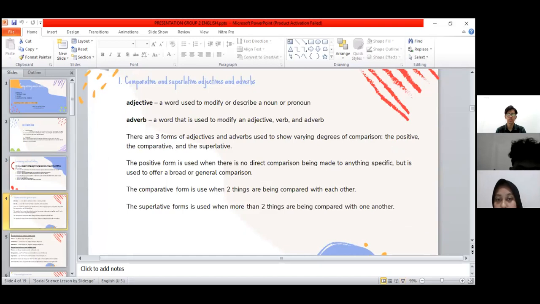There are three forms of adjectives and adverbs used to show varying degrees of comparison: the positive, the comparative, and the superlative. The positive form is used when there is no direct comparison being made to anything specific, but it's used to offer a broad or general comparison. The comparative form is used when two things are being compared with each other. The superlative form is used when more than two things are being compared with one another.